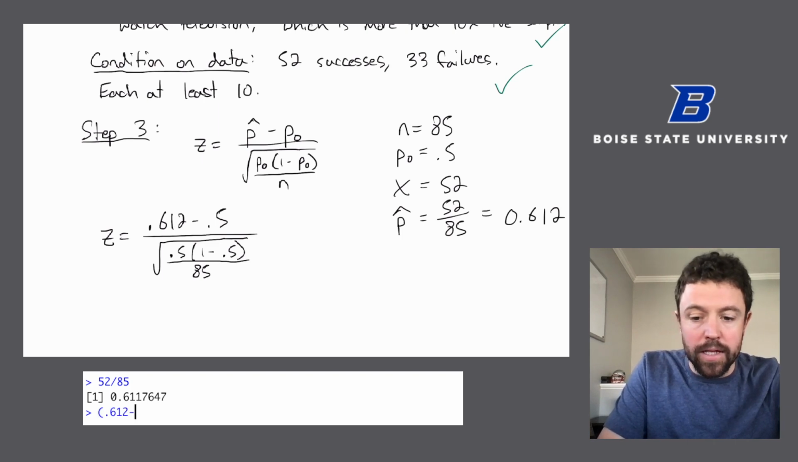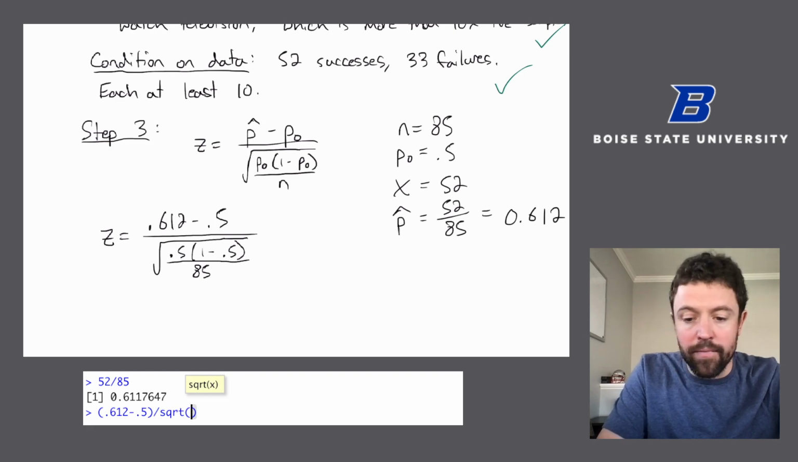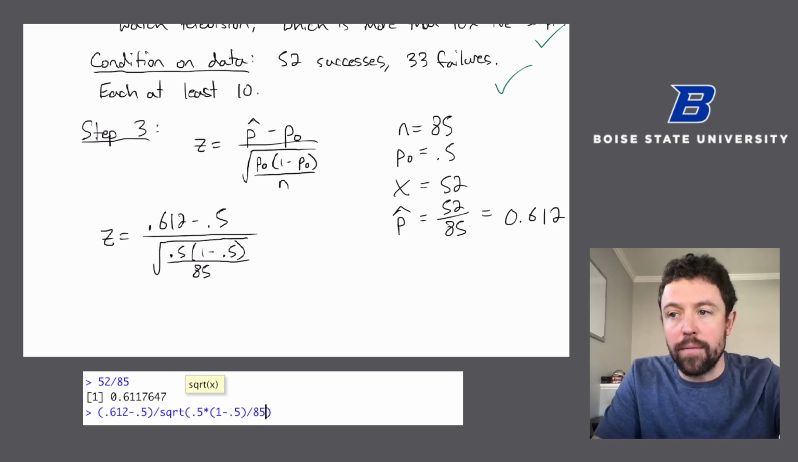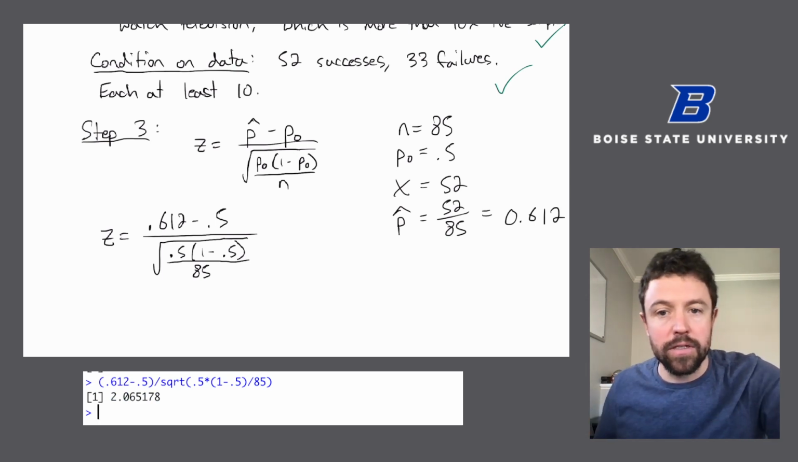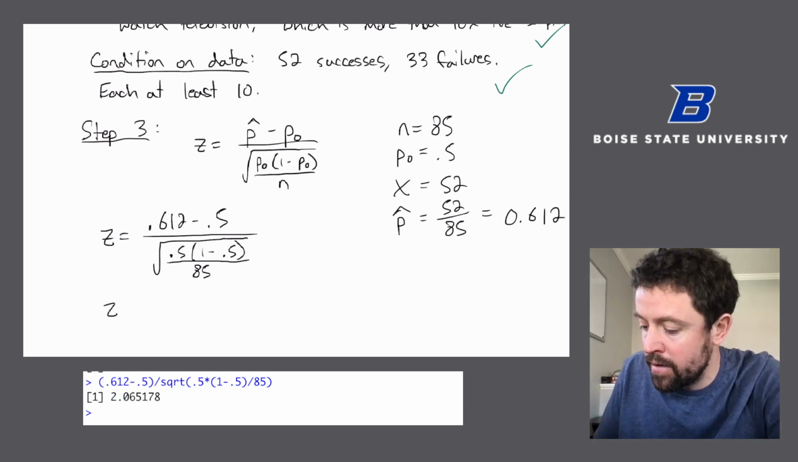I didn't mean to close that parentheses. Now we're going to divide by the square root of 0.5 times 1 minus 0.5 over 85. You got to be really careful with how you type all this stuff in. I get an answer. I get 2.07. We'll round to 2 decimal places.